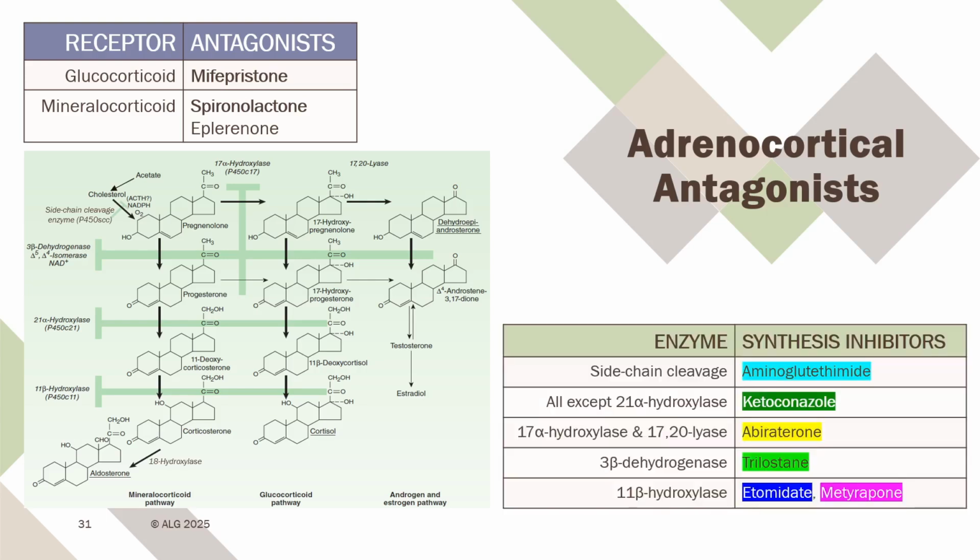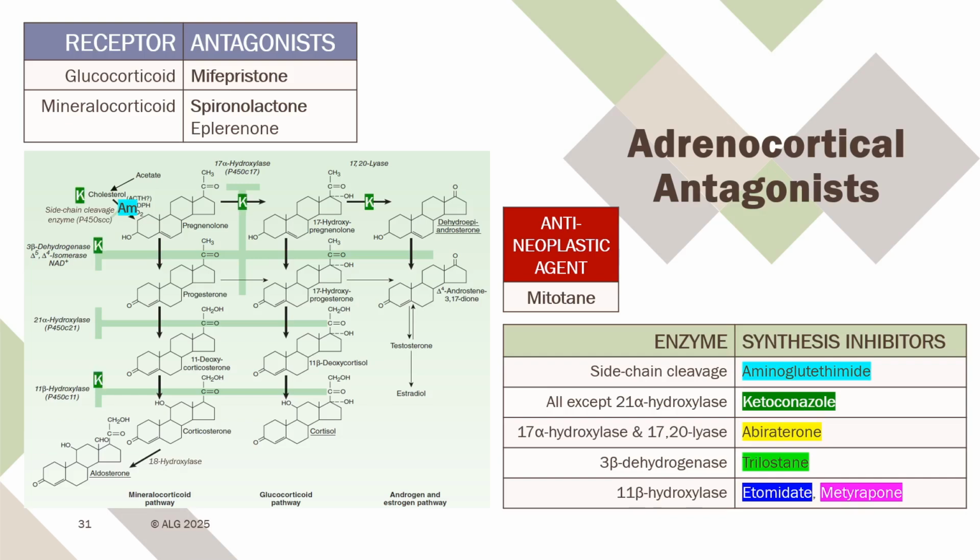We also have mitotane by itself as the drug for adrenal cancer. For synthesis inhibitors, we have aminoglutethimide that inhibits the side chain cleavage enzyme, preventing the conversion of cholesterol to pregnenolone. This means all pathways are affected. Next, we have ketoconazole, which is an antifungal that inhibits nearly all the enzymes, thereby affecting all three pathways, all enzymes except for 21-alpha hydroxylase.